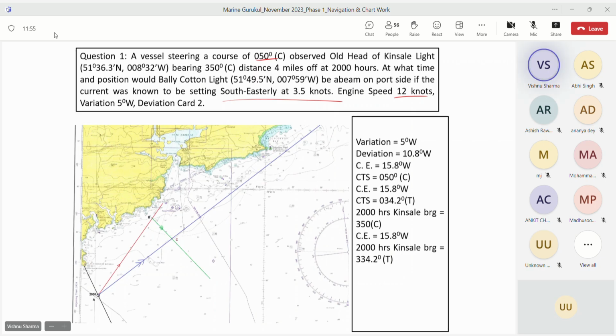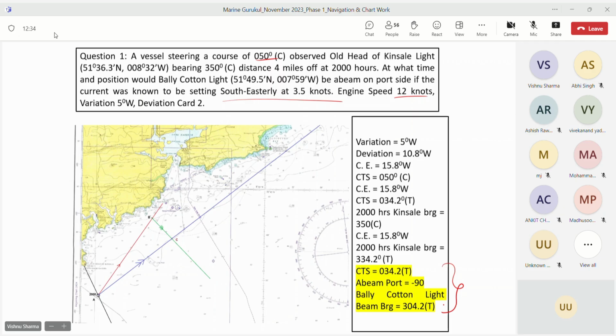It is 304.2. Easy, right, guys? Yes, sir. This mathematical part you must do with the class. Plotting part you can do peacefully. You can see here CTS 034.2 degrees true. A beam to port, minus 90, and it gives you 304.2. You can add 360 to 034.2 and subtract 90 and you'll get this answer. Everybody is good with this part?